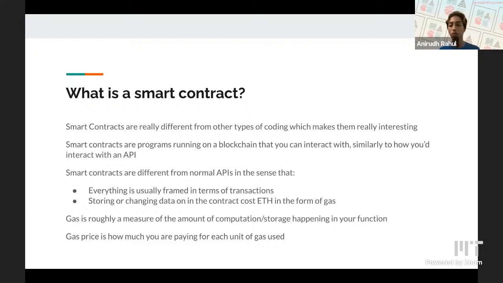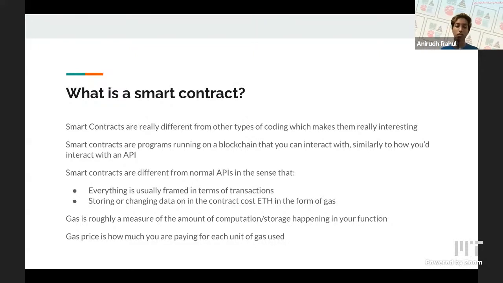Some of the ways that smart contracts are interesting and different from normal APIs is that everything involving smart contracts is usually framed in terms of a transaction. This is because they're built on top of blockchains, which are completely based on transactions, right? And Ethereum is the number one smart contract platform right now. So this is what the puzzle used.